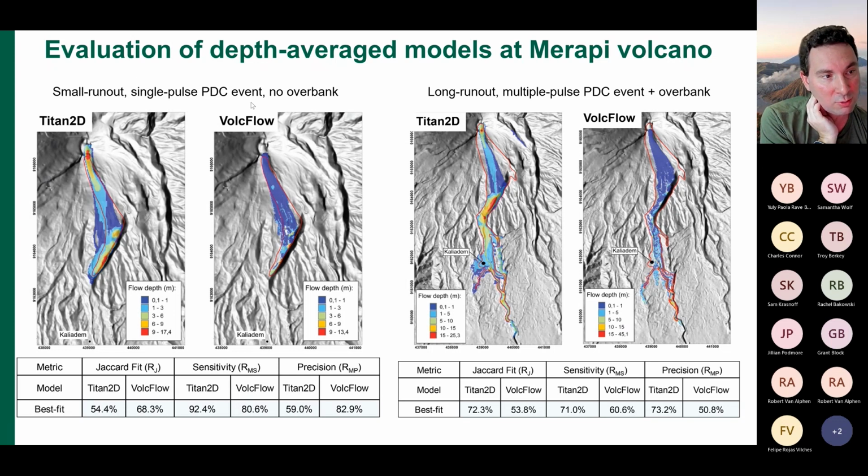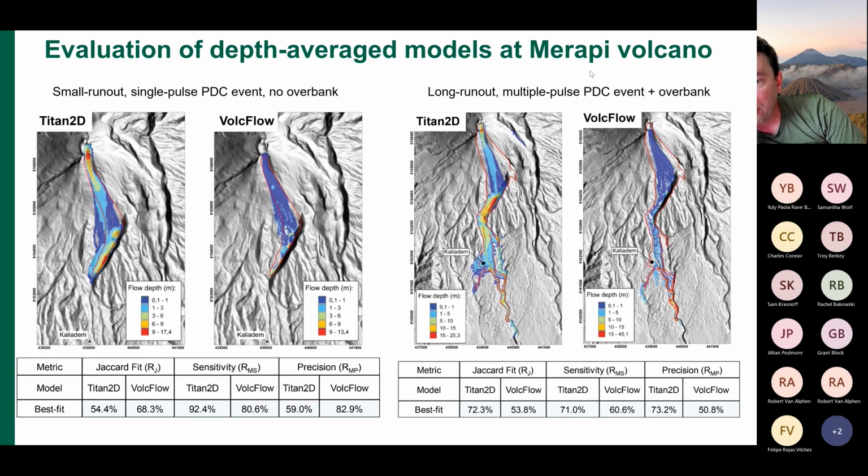So the first case study was just a small runout, single pulse PDC with no overbank. And these are the results at the bottom for the 3 different metrics: Jaccard fit, sensitivity, and precision. So you can see that in that case, VoltFlow was doing a slightly better job than Titan 2D with a higher Jaccard fit and then lower sensitivity but higher precision.